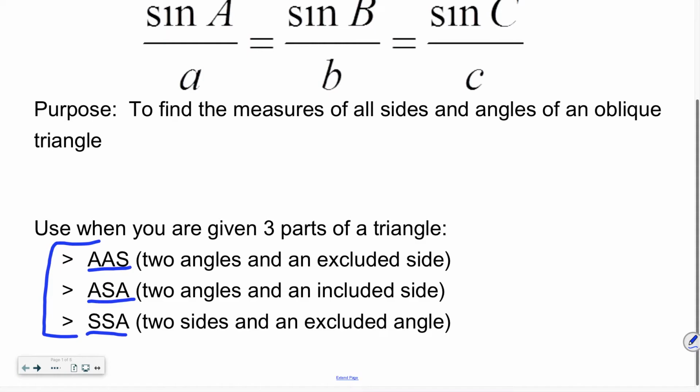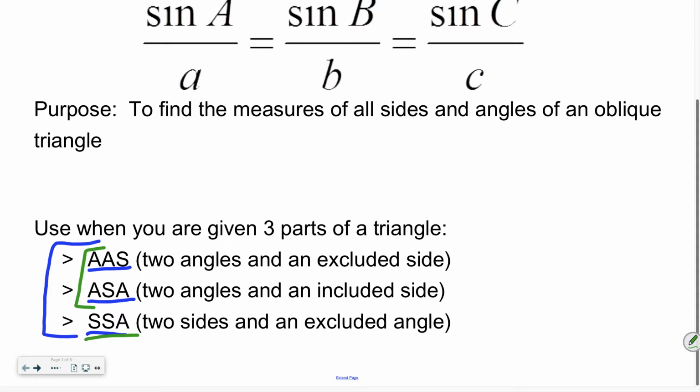Okay. What's nice about the law of sines formula, I know that it's 3 fractions that all equal each other, but you really only need a pair of them at a time. You're going to set up a proportion based on the information that you are given and what you are trying to find. Okay. Like I said, today we're going to focus on these 2 cases.